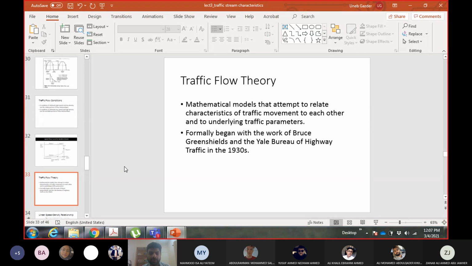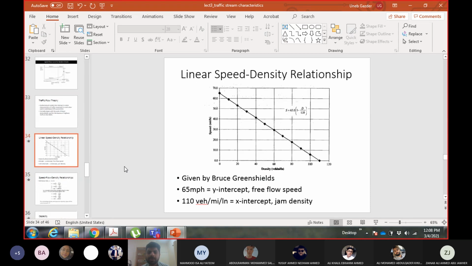The concept of this theory was given by Bruce Greenshield in the 1930s. He was a US traffic scientist. In the 1930s, he said that these three parameters, speed, flow, and density, are related to each other. The first relationship he gave was between speed and density. He said speed and density are related to each other with a linear descending straight line, which you can see here in this figure as well.